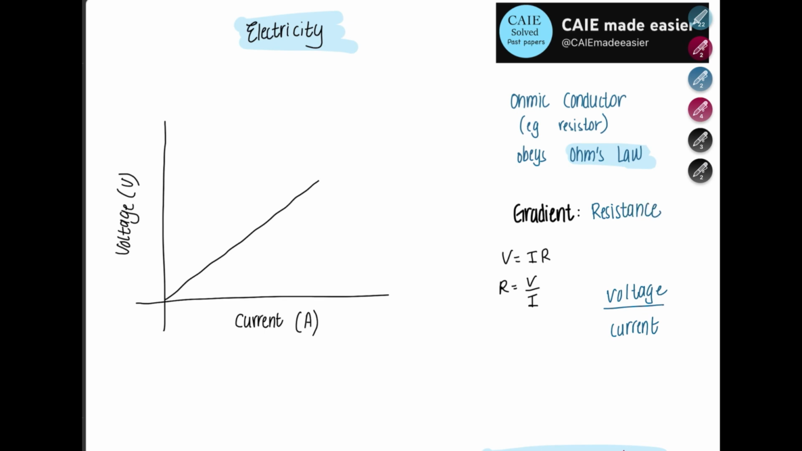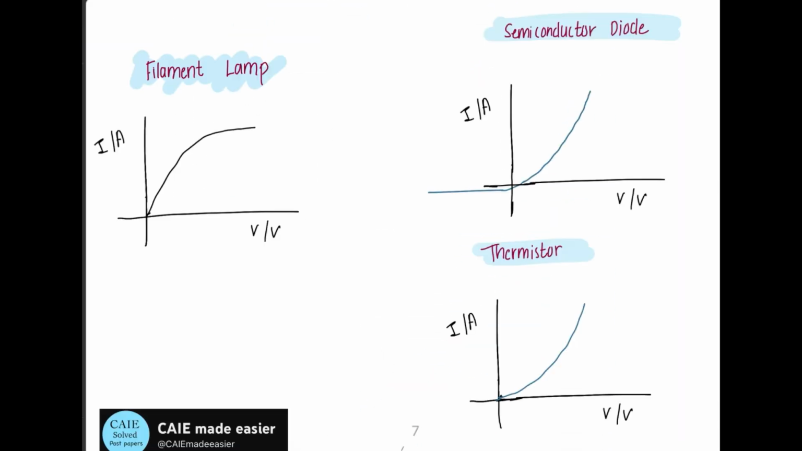Notice if this was reversed, the gradient would not represent resistance. It might represent 1 over resistance. So take care of that. Here we have current on the y-axis and voltage on the x-axis for all of them.